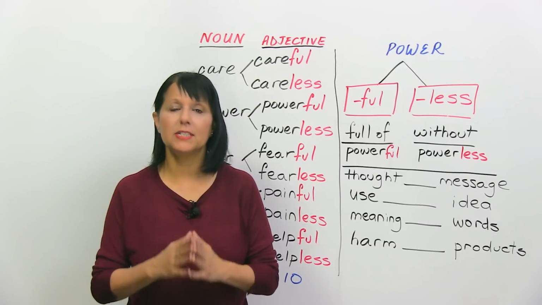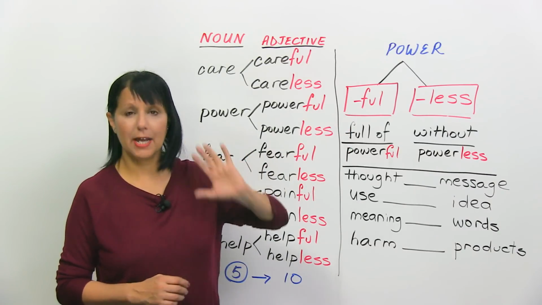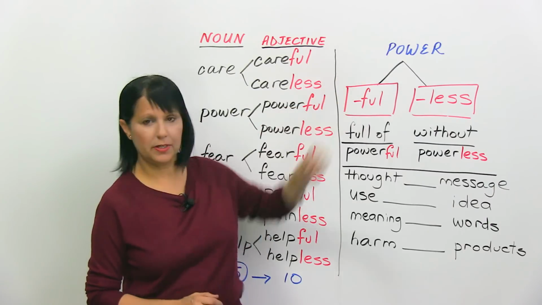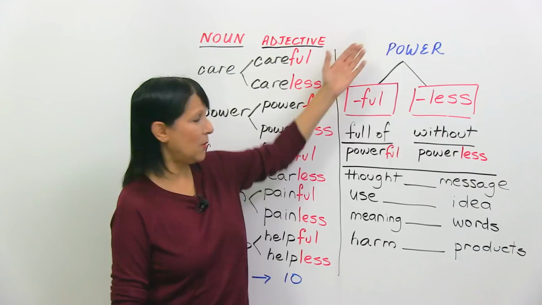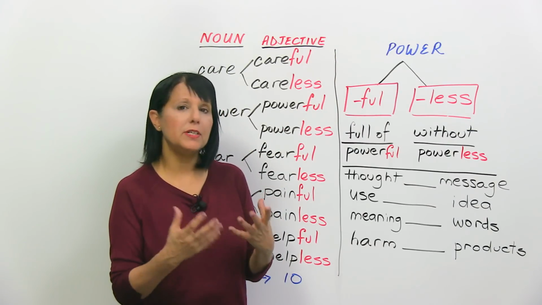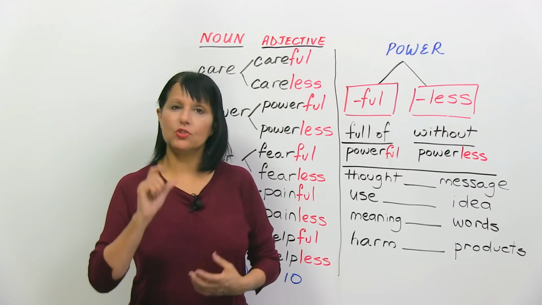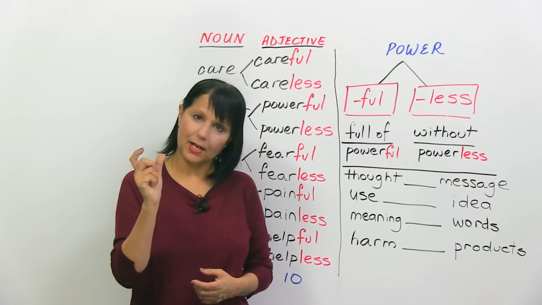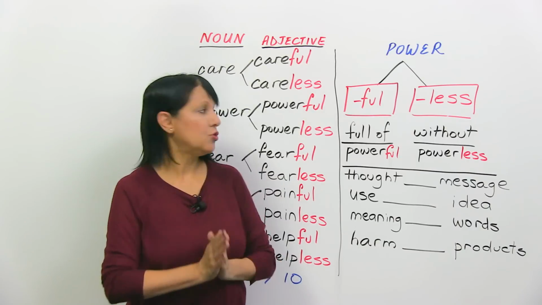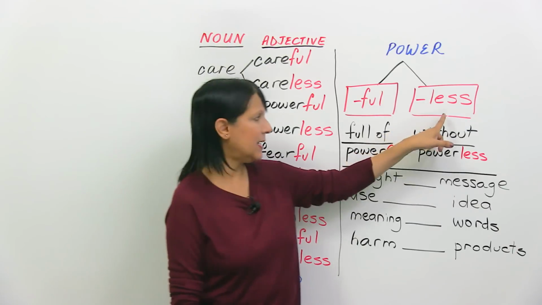The way we're going to do it today is by adding suffixes to nouns. Now, what does all that mean? Okay, so we're going to take a word. Our sample word here is power. Now, power is a noun. To that, we're going to add a suffix. What's a suffix? A suffix is just a group of letters that you add to the end of a word to change the meaning. So we have two suffixes here, full and less.